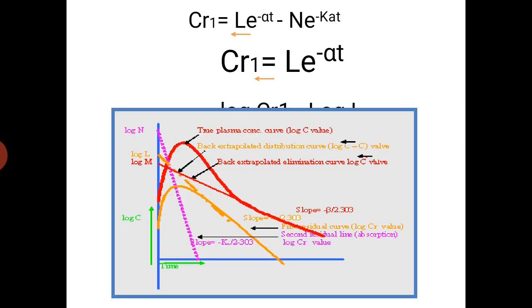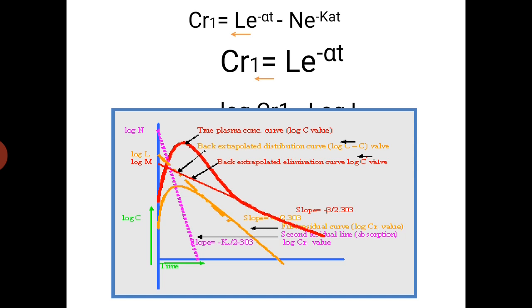Graphically, if you back extrapolate the orange line, the terminal portion of the orange line represents the process of distribution. From the terminal phase of the orange line, if you back extrapolate towards the y-axis, it may intersect, and that is known as the log L. So the equation becomes what?